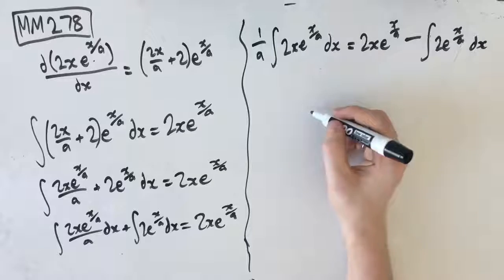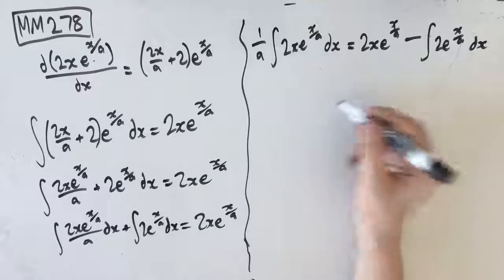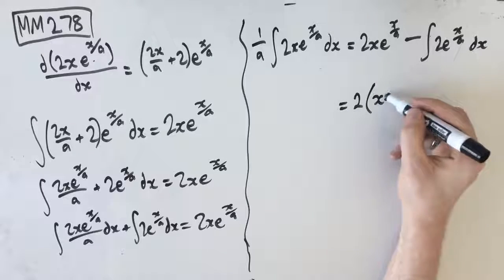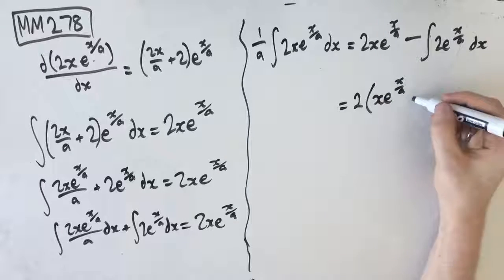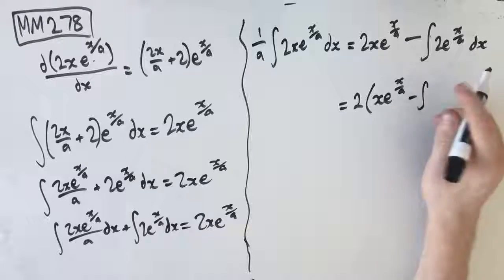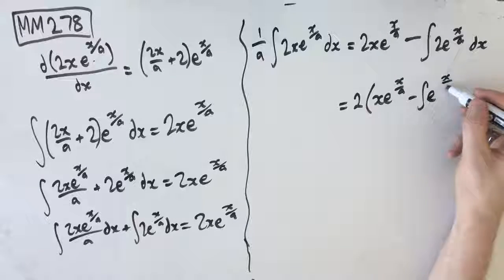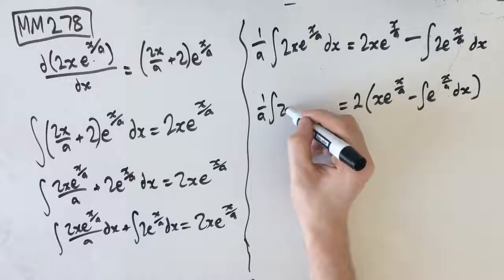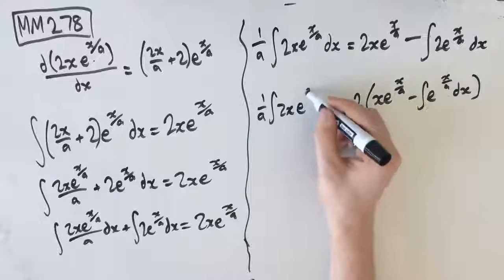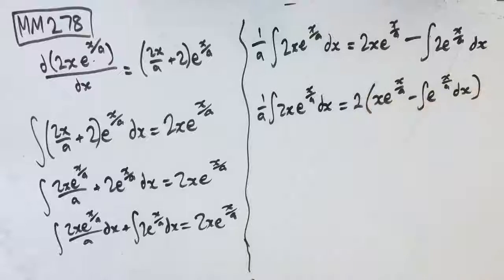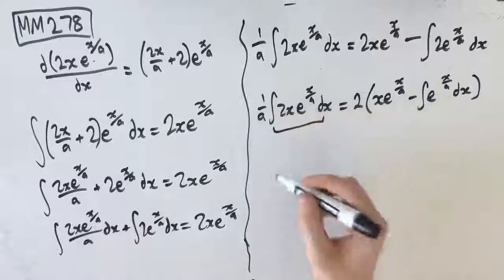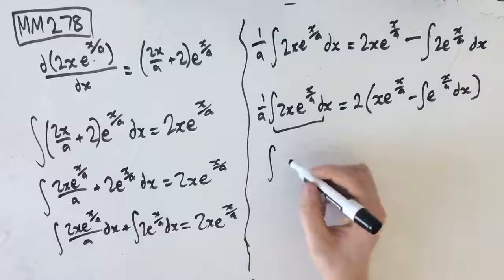Awesome. Now from here, we can say that we're going to take out 2 as a common factor. So we get 2x e to the x on a minus the, not square root, integral of e to the x on a dx. And then that is equal to 1 on a times the integral of 2x e to the x on a dx. Awesome. Now we're almost at our answer because we want to get this by itself, and all that's in the way of that at the moment is this 1 on a. So what we're going to do is times both sides by a.